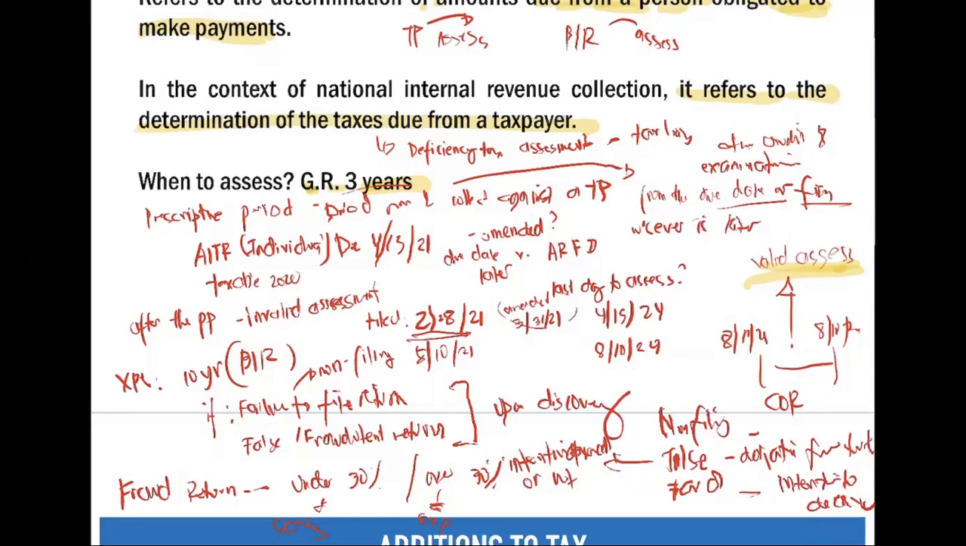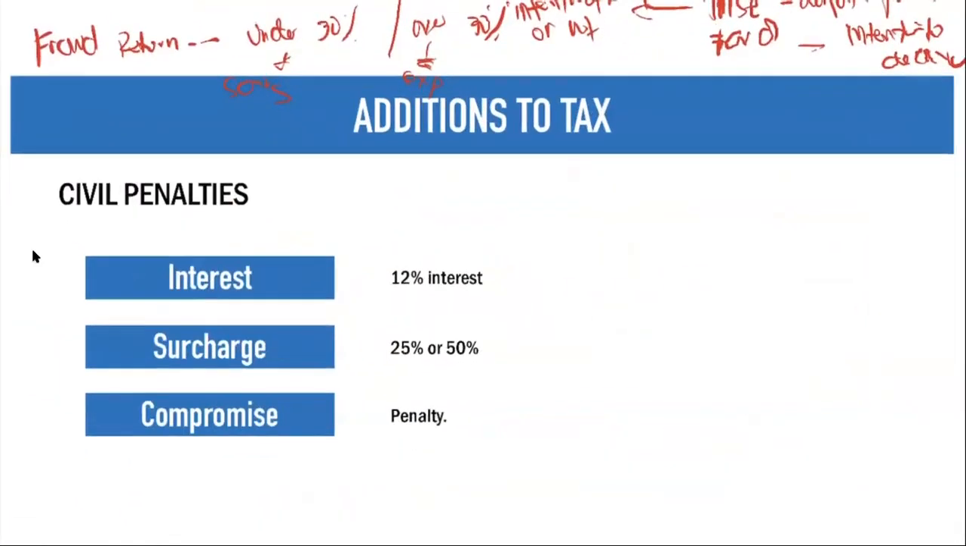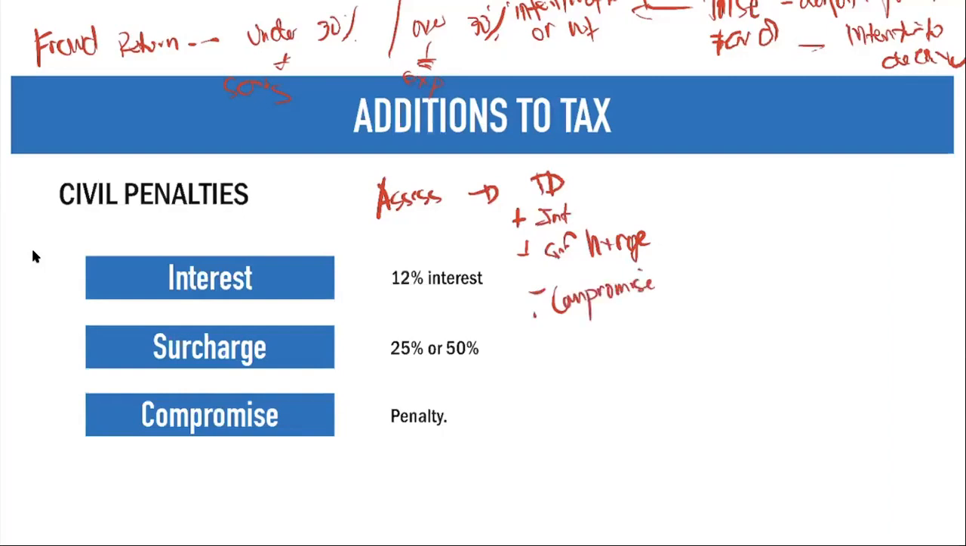Now, since we are talking about assessment, what is the process of your assessment really? So there will be additions to tax. When we say additions to tax, aside from your tax due, so this is how your assessment works. So there is an assessment, and aside from your tax due, there will be additions to that. What are those additions? Plus interest, plus surcharge, plus compromise.